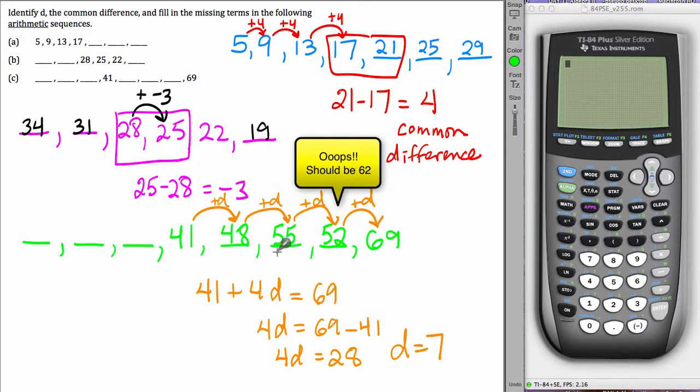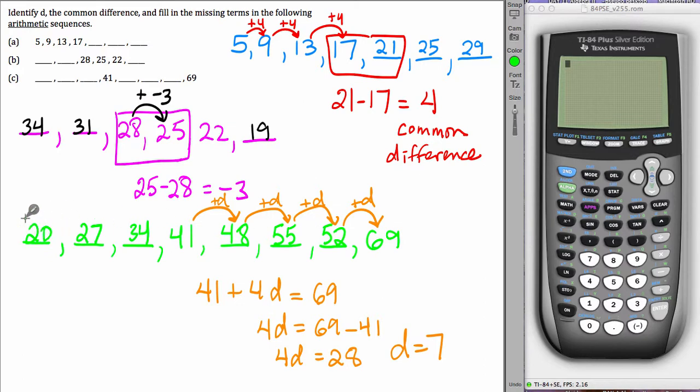Now working backwards, if we're moving to the right, we'd have to add 7 each time, and subtract 7 going to the left. So that would be 34, 27, 20. And you can run through 20 plus 7, 27, 27 plus 7, 34, etc., etc. This gives all of the terms in the arithmetic sequence.